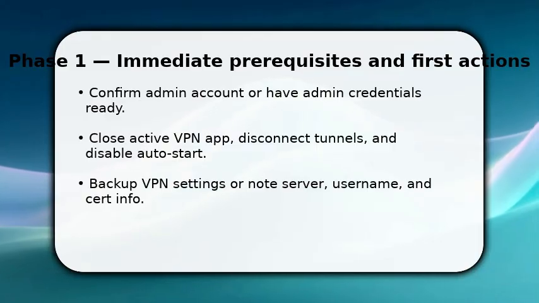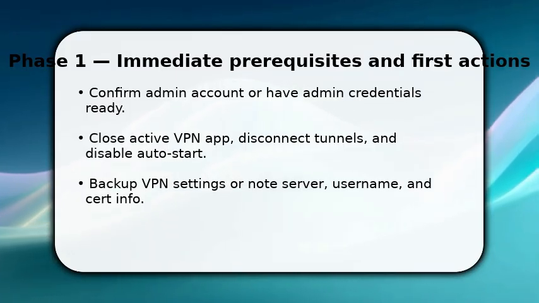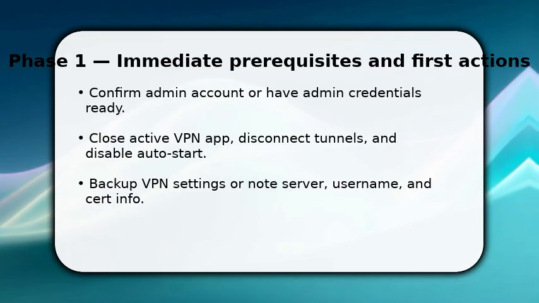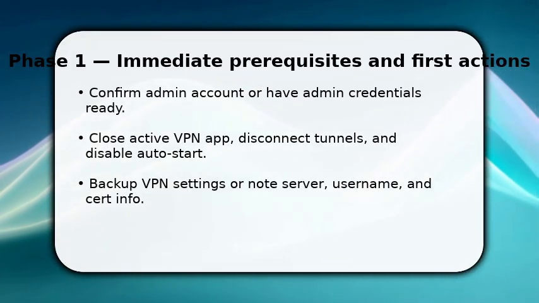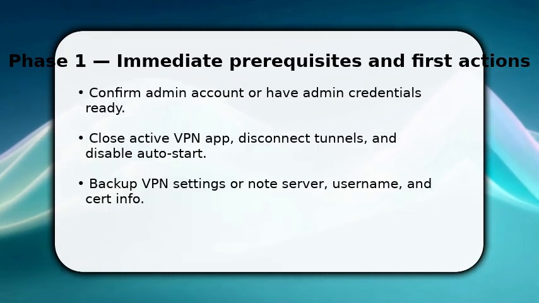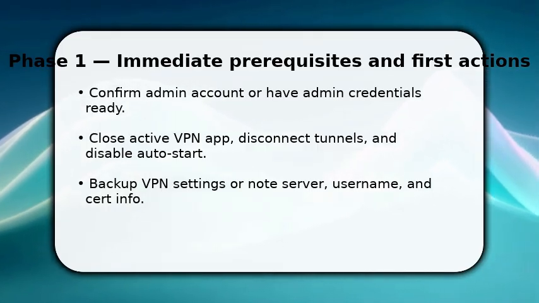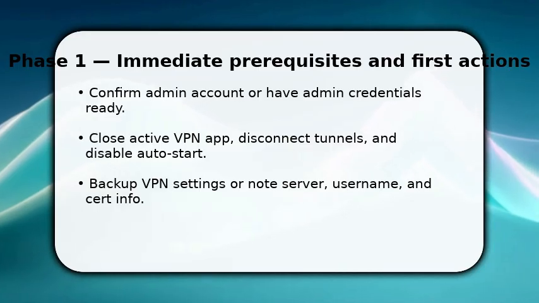You need admin access. Sign in with that account now so you can remove system-level components. Once signed in, close the VPN app and disconnect any active tunnels to avoid locked files. Make sure to record server addresses, usernames, and certificate names if you might reconnect later. You do not need to reboot yet.